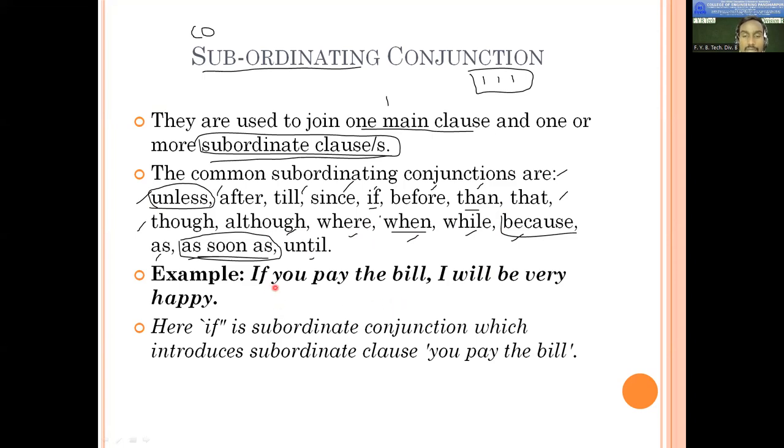So one example is given here: if you pay the bill, I will be very happy. How can you make it with unless? Can you replace this sentence with unless, and how will it be? Unless you pay the bill, I will not be happy. Yes, exactly. When you are using unless, the next sentence is going to be negative. So it can be like this: unless you pay the bill, I will not be happy. Yes, that's right.